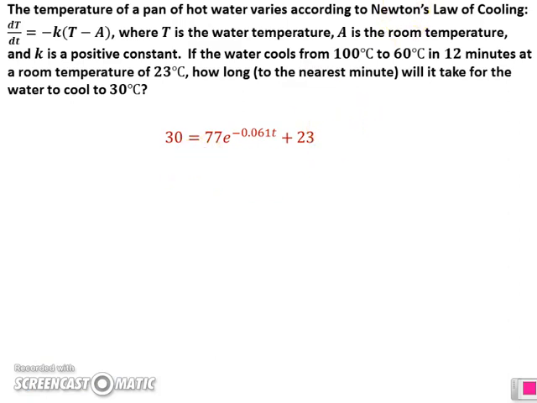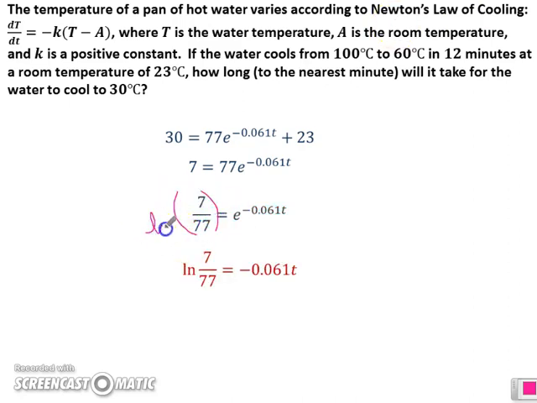We're going to subtract 23 and get 7 and then divide by this 77. And now this is that same rule again. If you want to undo the exponential equation here, you have to do the natural log to both sides. And when you do that, the natural log cancels. You're left with just that on the left, on the right. And we can divide the natural log of 7 over 77, or 1 over 11 if you want to simplify, divided by that negative number, and you get approximately 39 minutes. It's said to the nearest minute, so I rounded.